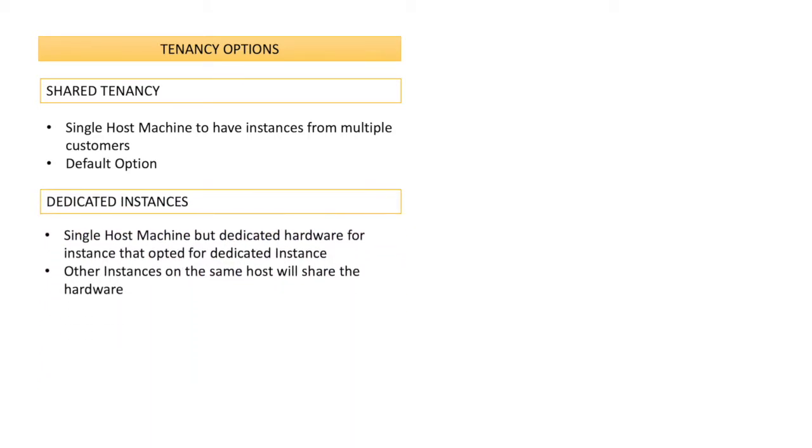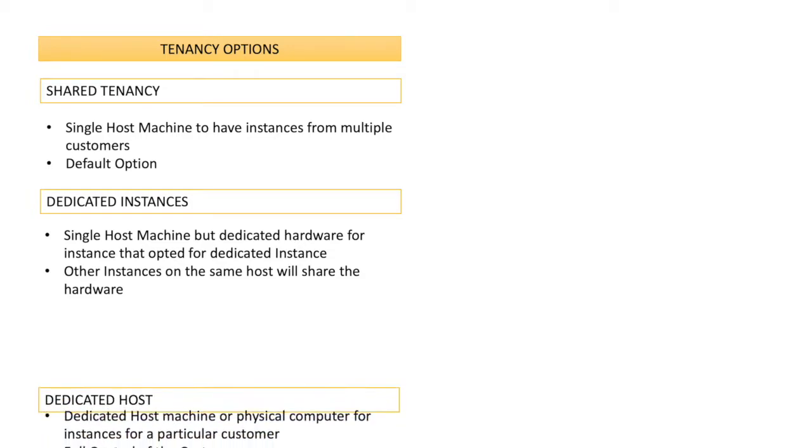The second option provided is dedicated instance. What we mean by dedicated instance is that there is one physical machine, but the hardware is not shared across all the instances. Rather, a particular section of the hardware is dedicated to the instance which has opted for dedicated instances. All the other instances have the shared hardware. So if we divide the hardware into two sections, section A is made available to a dedicated instance, and the rest, section B, is shared across all the other instances.